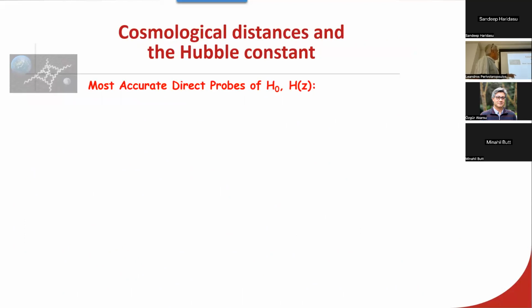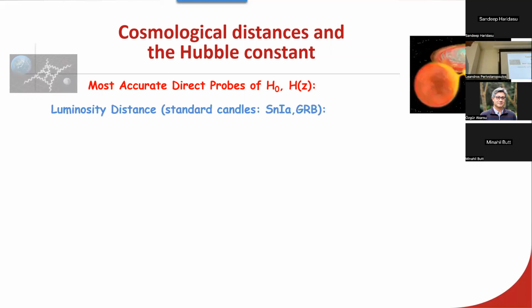So this brings us to the cosmological distance. So let's see, how do we measure the H naught, for example? For that, we need to measure the cosmological distance. We need some standard method. The best way to do that is using luminosity distance and standard candles, which could be, for example, supernova type 1A and the GRBs.